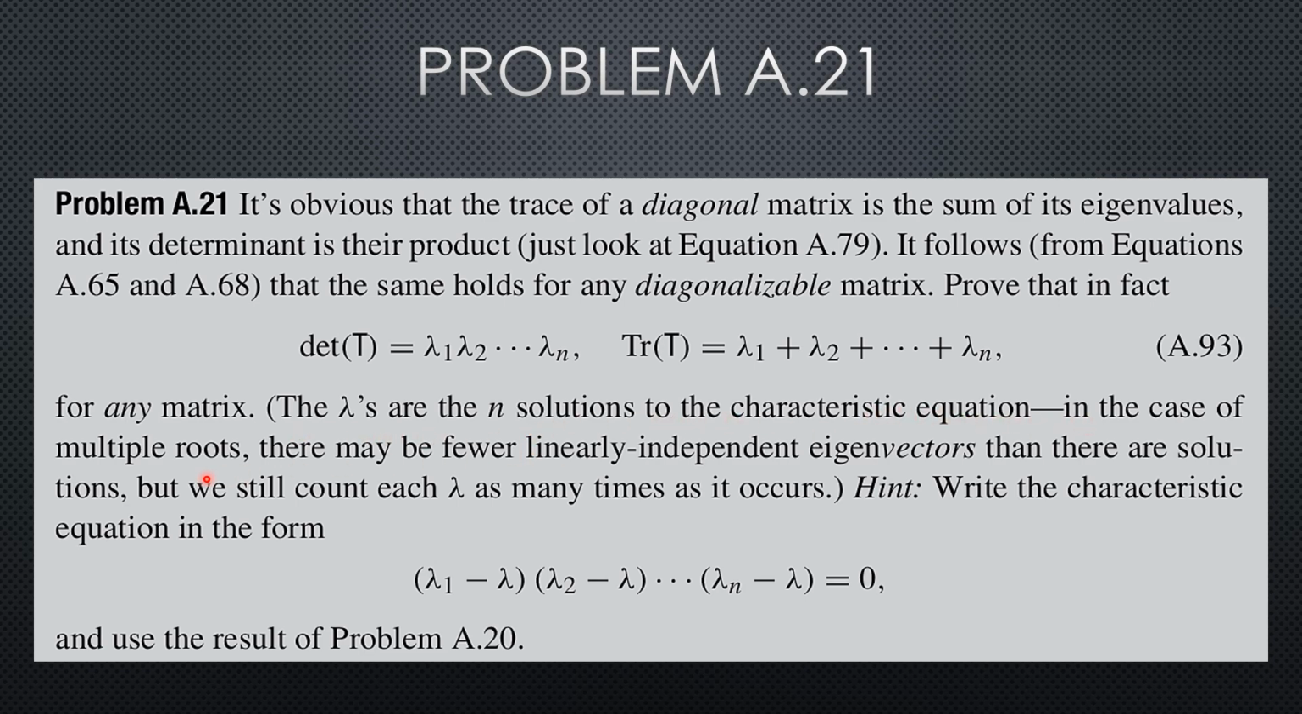In the case of multiple roots, there may be fewer linearly independent eigenvectors than there are solutions, but we can still count each lambda as many times as it occurs. Hint: write the characteristic equation in this form here and use the results of problem A.20, which is our last problem.